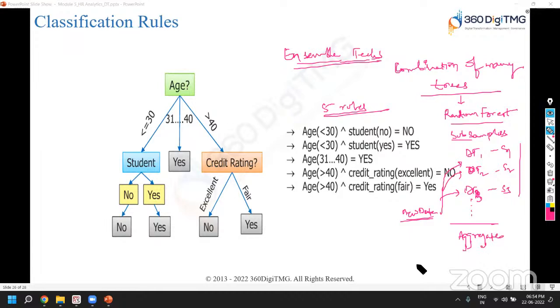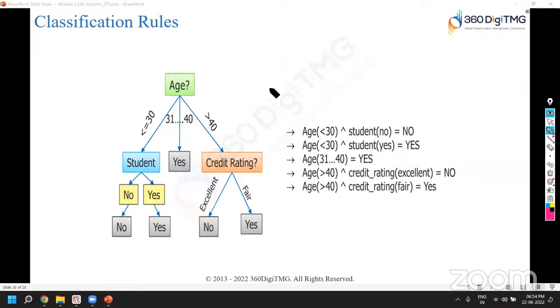Right, so we are aggregating the trees. And this aggregated result will tell us the final outcome. Okay, final output. This is one such example of ensemble techniques, friends. There are other techniques also.